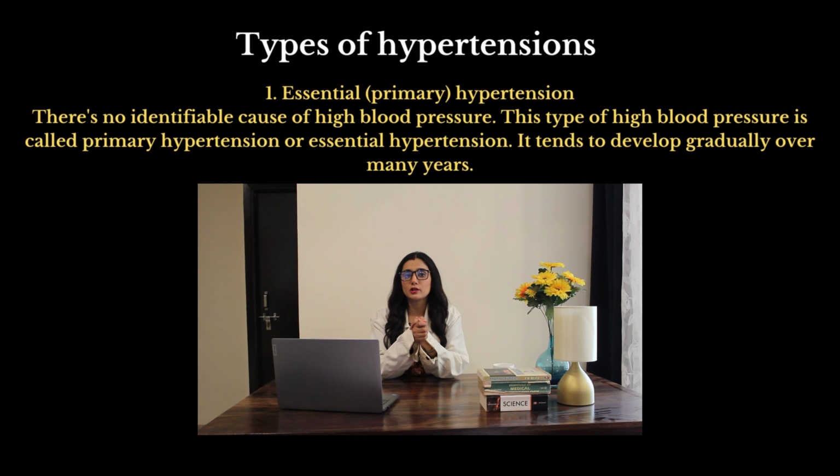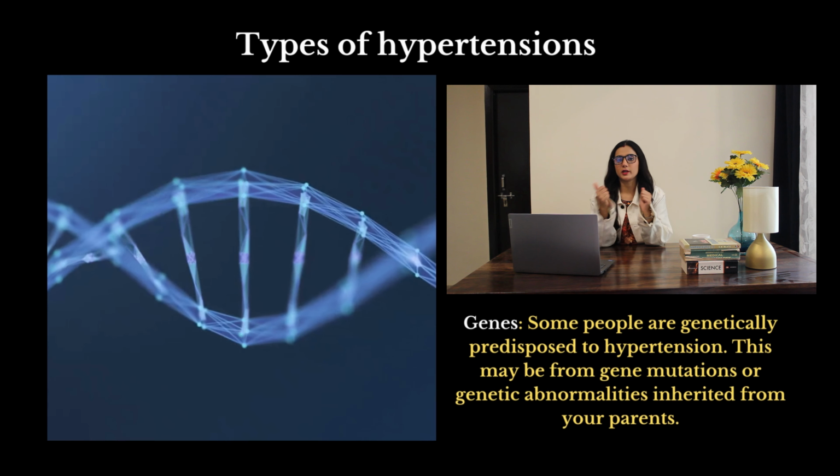Now let's talk about what causes high blood pressure. So there are two types of hypertension and each type has a different cause. Let's talk about the first, that is essential or primary hypertension. This type of hypertension tends to develop gradually over many years and it is caused by multiple factors. Number one is genetics.